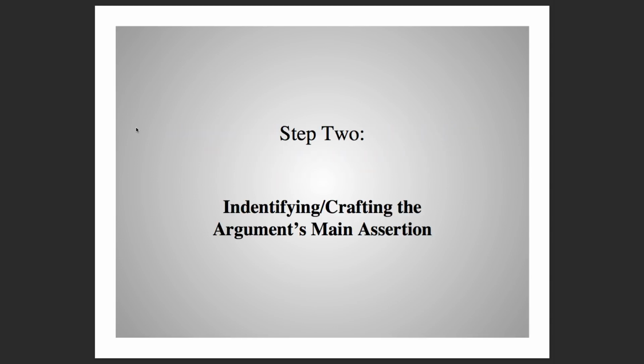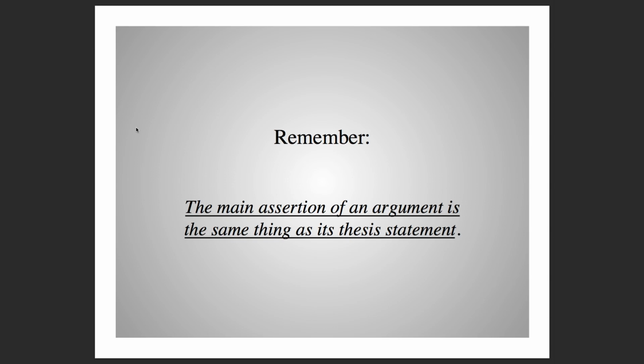The second step in creating an enthymeme is identifying and crafting the argument's main assertion. You've got to start off by actually identifying that topic first before you can identify and craft the argument's main assertion. Now remember, the main assertion of an argument is the same thing as its thesis statement. Those two terms are synonymous.